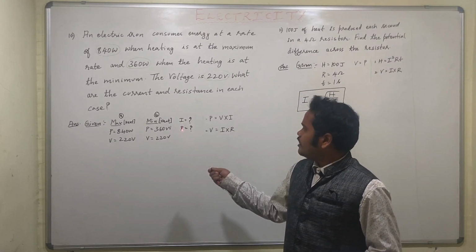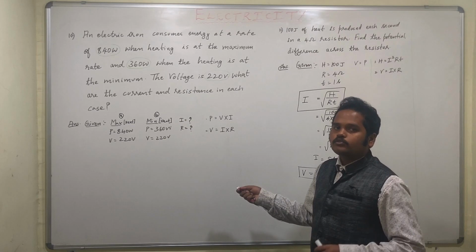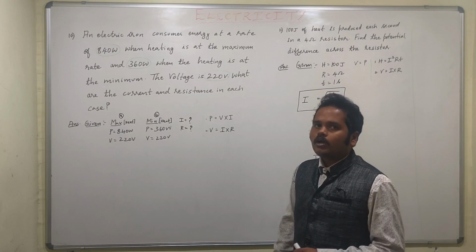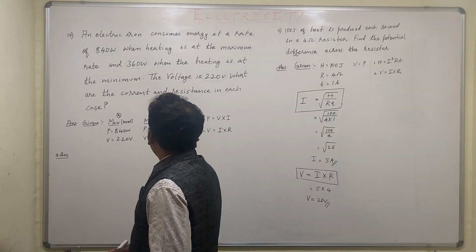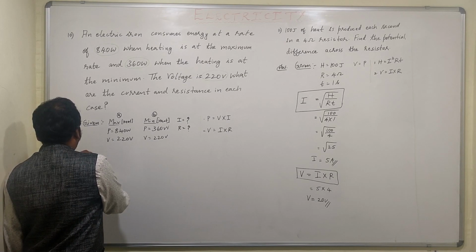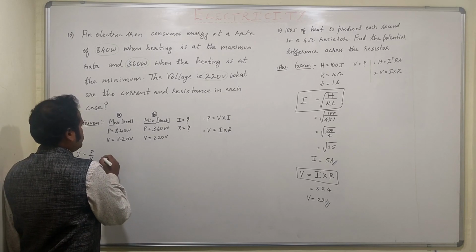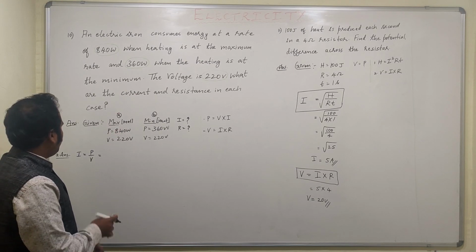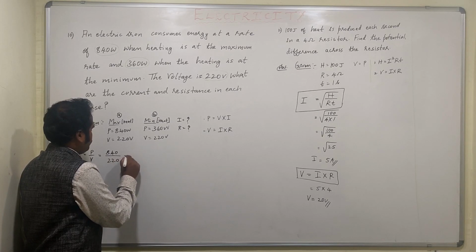So for finding out I and R, we have two formulas. P is equal to V into I, and we have the Ohm's law, V is equal to I into R. So using Ohm's law and the power formula P is equal to V into I, we will solve this problem. I is equal to P by V. So we will solve it. I is equal to P by V. P at maximum heat is 840. V is 220, it remains the same.